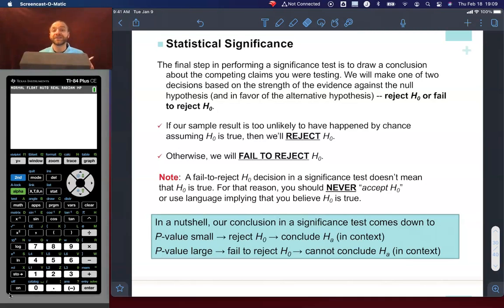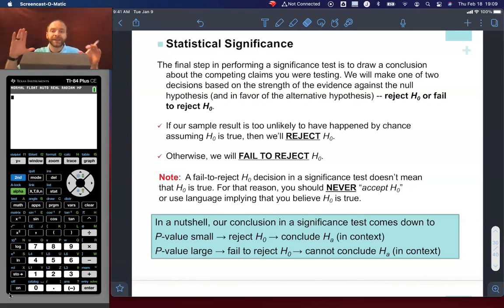So, a fail to reject the null decision does not mean the null is true. And again, notice that. If you fail to reject, it does not mean the null is true. It only means that you do not have enough evidence to prove it wrong. You should never accept the null. You should never use language that implies the null is true.